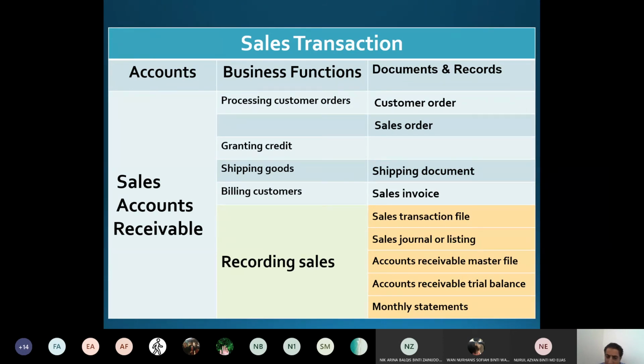Then you see after we issue the sales invoice, we start the process of recording the sales. On the yellow side, you see the sales transaction file, sales journal or listing, accounts receivable master file, updating the account receivable trial balance, and monthly statement. All of this is a consequence of the sales invoice. I hope you get the flow of this sales transaction.